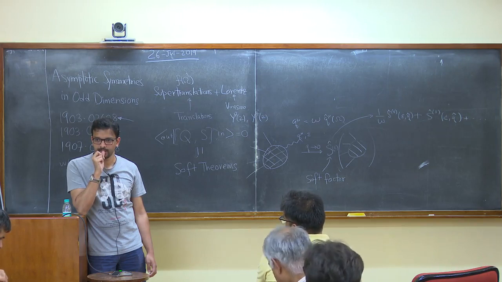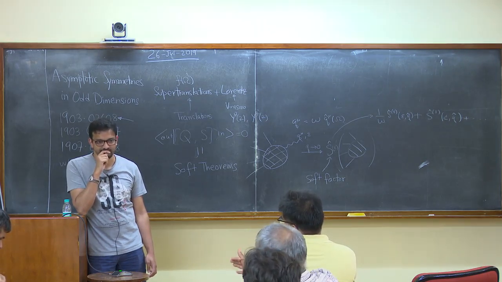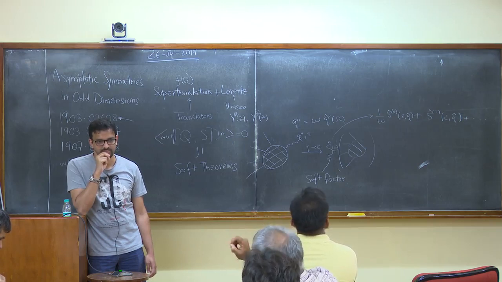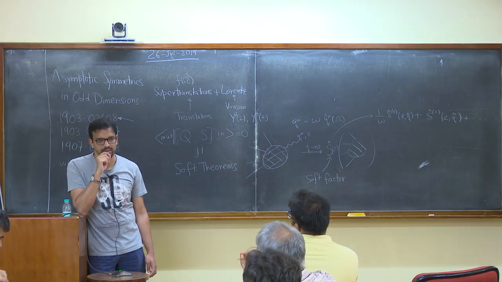Anyway, no matter how you define this, it doesn't matter how you define the soft limit. It seems to be defined as first taking omega not equal to 0 and then taking the limit. That seems precise.